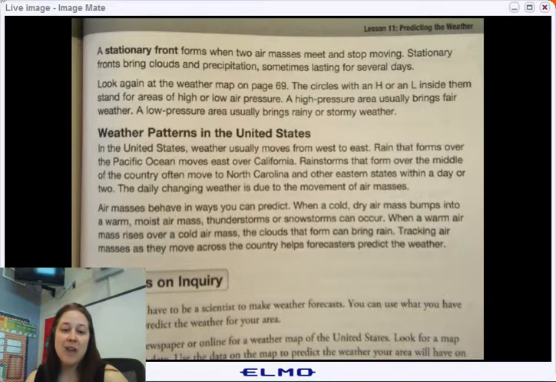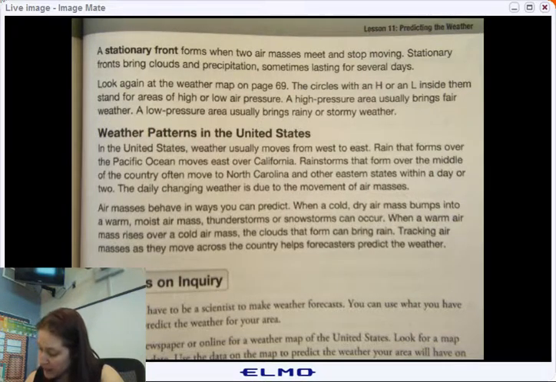Air masses behave in ways you can predict. When a cold, dry air mass bumps into a warm, moist air mass, thunderstorms or snowstorms can occur. When a warm air mass rises over a cold air mass, the clouds that form can bring rain. Tracking air masses as they move across the country helps forecasters predict the weather.